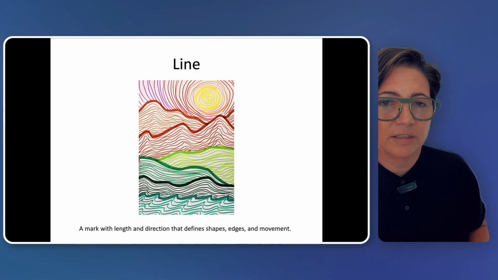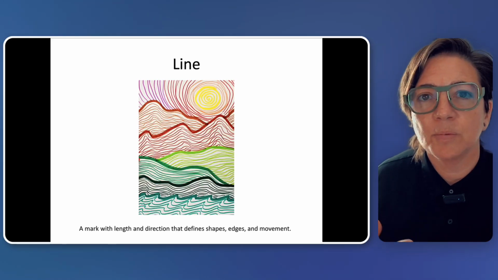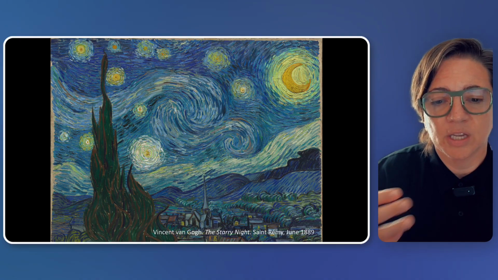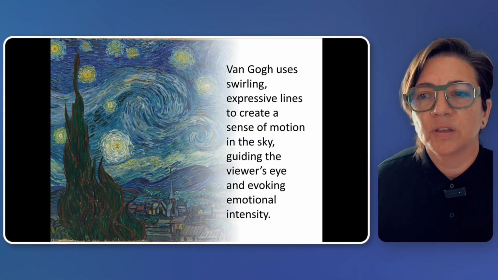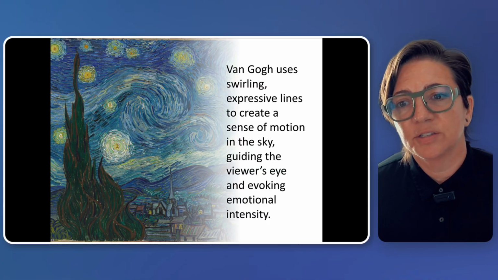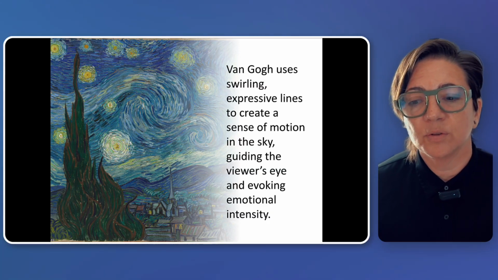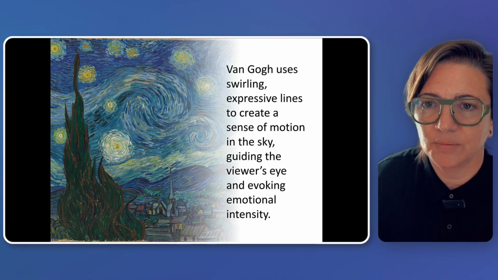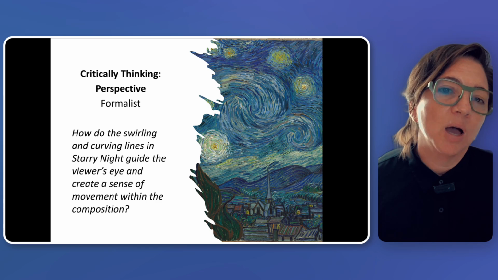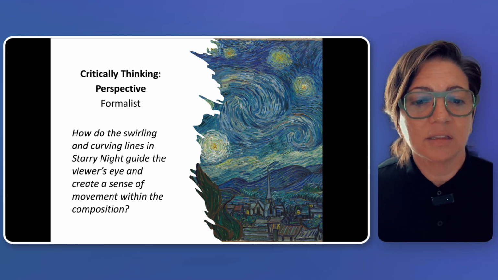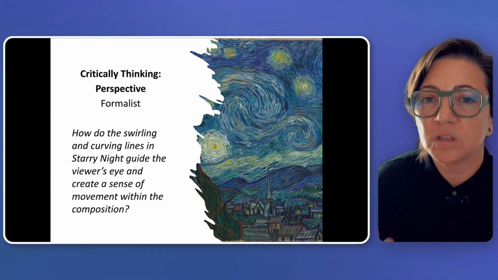The first is line. Line is a mark with length and direction that defines shape, edges, and movement. Here we have Vincent van Gogh's Starry Night. Van Gogh uses swirly, expressive lines to create a sense of motion in the sky, guiding the viewer's eye and evoking emotional intensity. Critically thinking, the formalist perspective would be: how do the swirling and curling lines in Starry Night guide the viewer's eye to create a sense of movement within the composition?